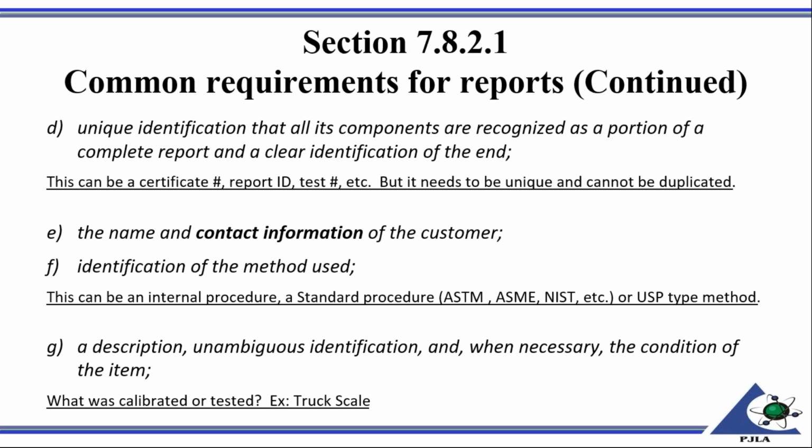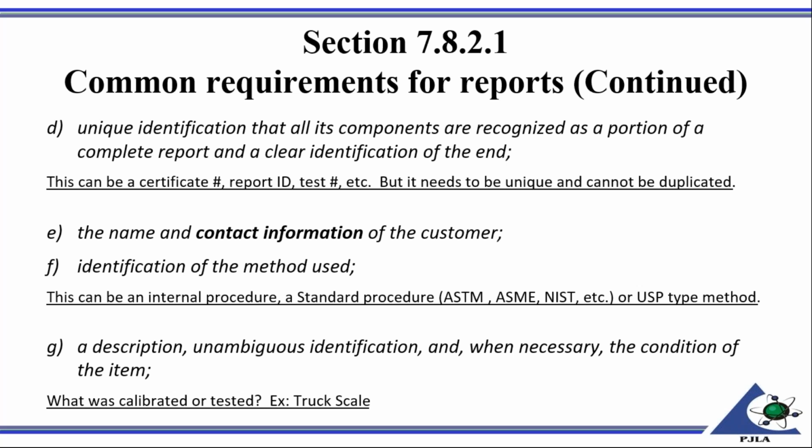Section E, the name and contact information of the customer. Now, the name of the customer, you're going to want that on there. But the thing that a lot of labs miss is the contact information. Generally, that is going to be their address, because if you need to mail something to them, you have their address. I suppose it could be the phone number, but I've never seen anybody use that. Generally, you're going to want to have the name and address of the client, the customer, on your calibration certificate or test report. So keep that in mind. That is something that is a very common thing that people miss.